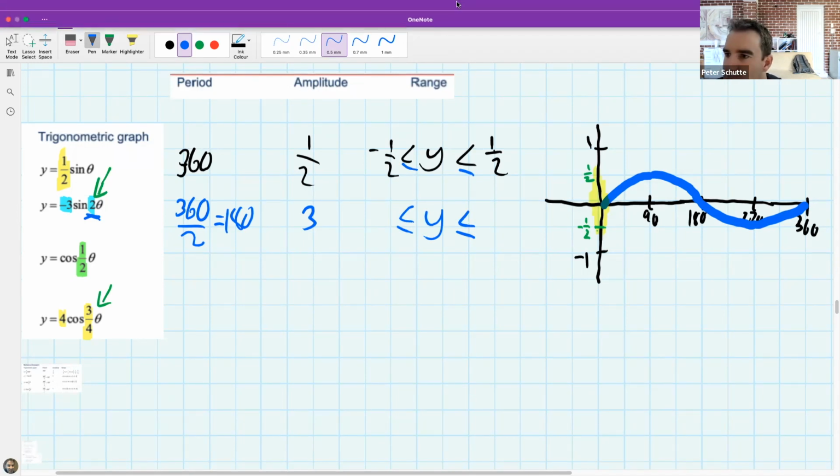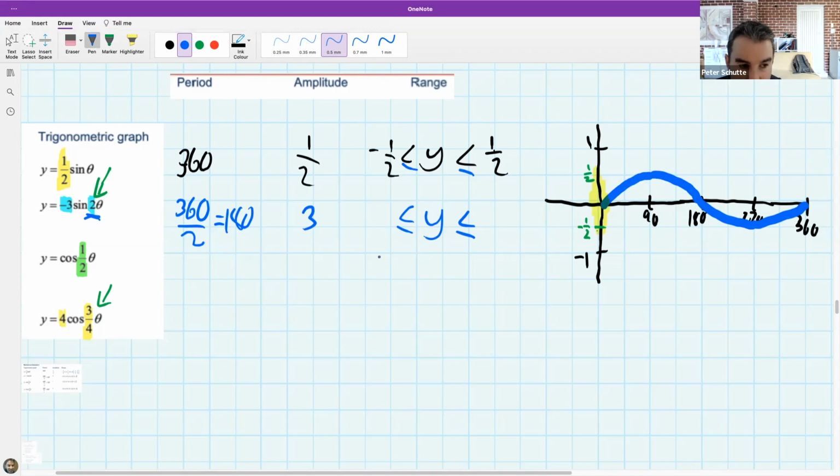All right. So basically, the lowest point it's going to get to is -3, and the highest point it's going to get to is 3. Okay. Well done, Super Cicle.